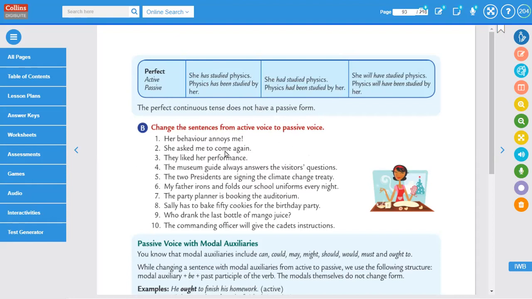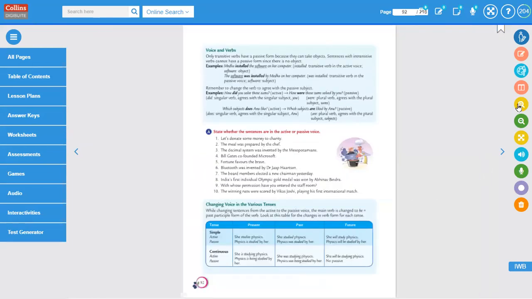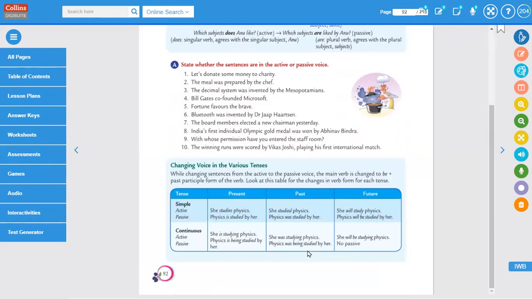Okay, let's solve exercise D. Are you ready? Her behavior annoys me. What you have to do is change the sentences from active to passive voice. After you have gone through that table carefully, then only you will be able to answer these questions. So did you go through that table? I'll give you 2 minutes to have a look at the table again, and then we shall start solving the exercise, okay? Just 2 minutes, not more than that.